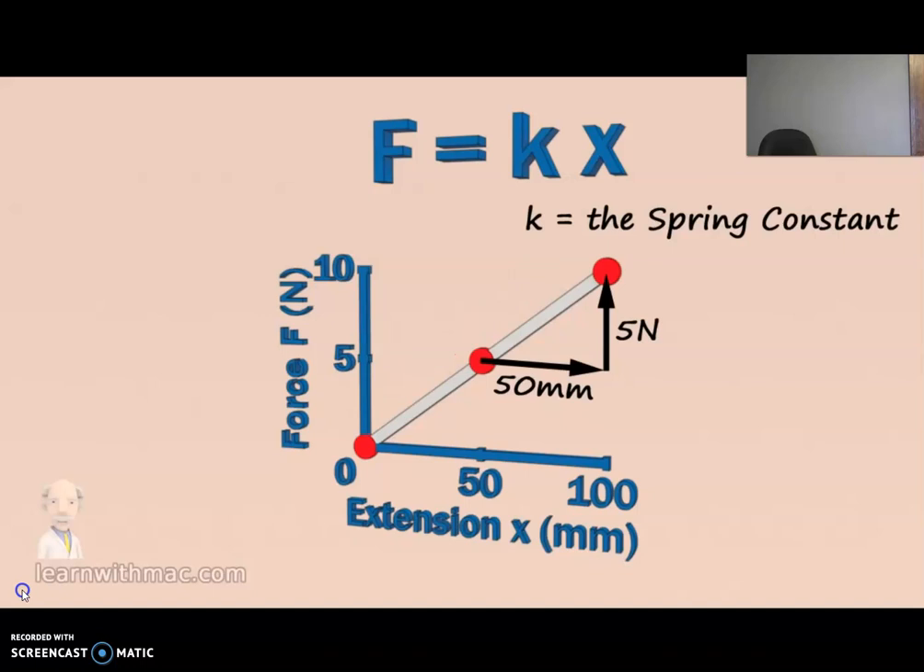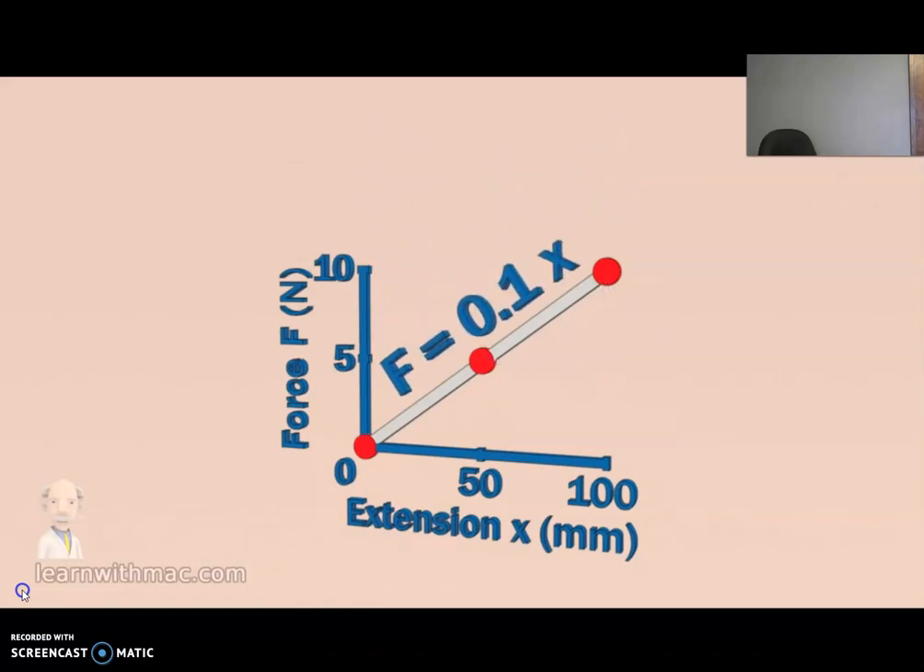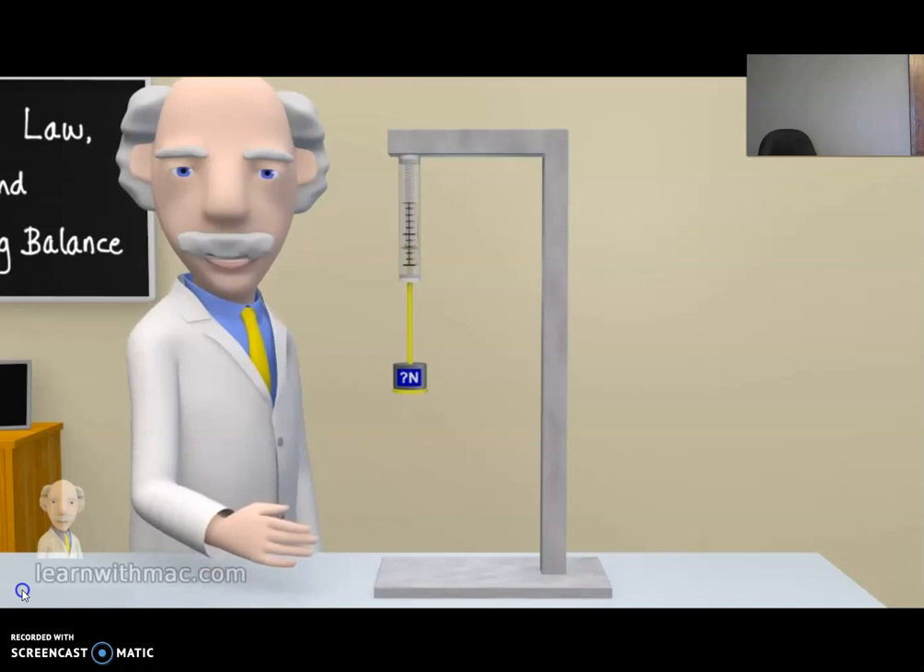To do this for our spring balance, we divide 5 newtons force by 50 millimeters extension, which gives a spring constant K equal to 0.1 newtons per millimeter extension. This means that we can calculate the force on the spring balance using Hooke's law in the form force F equals 0.1 times the spring extension X. Now that we know the relationship between force and spring extension, we may use this to calculate the force applied for a measured value of spring extension.